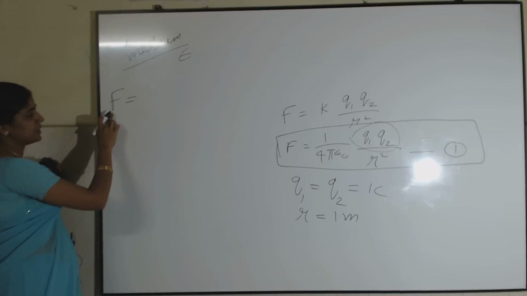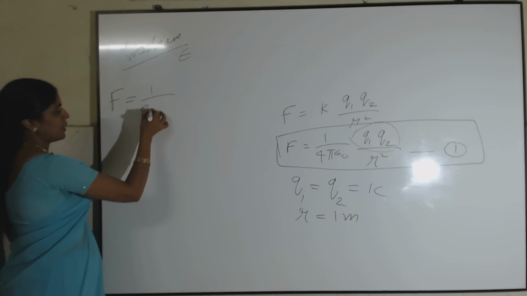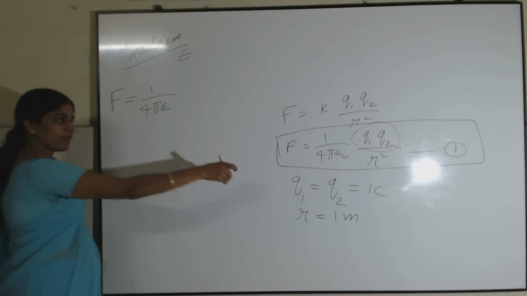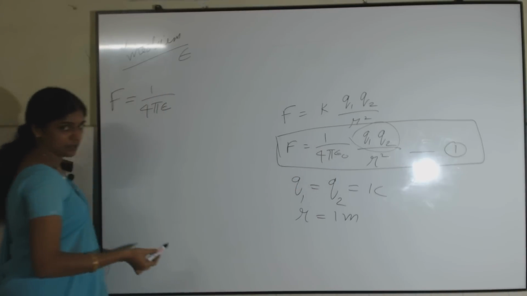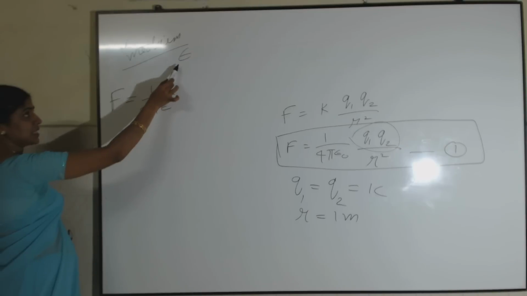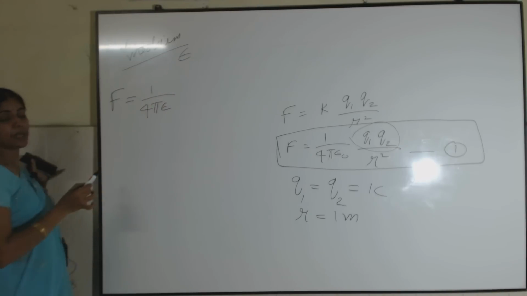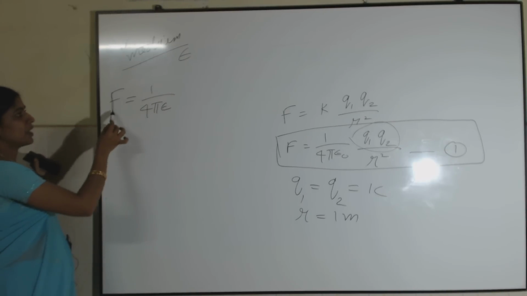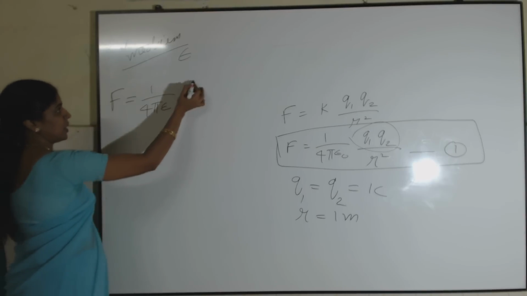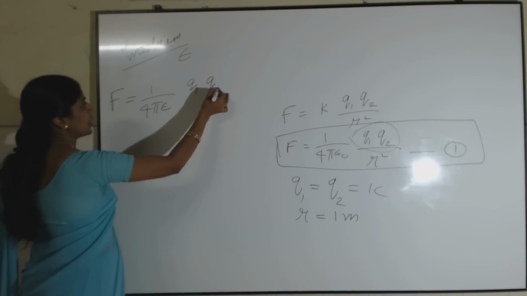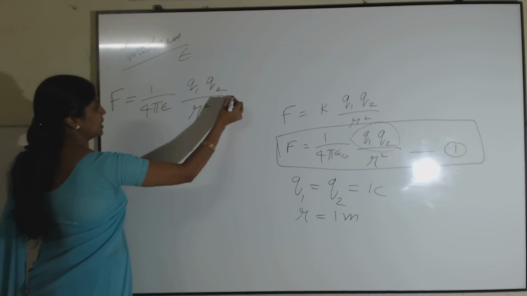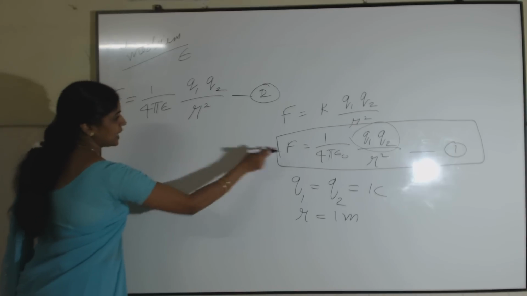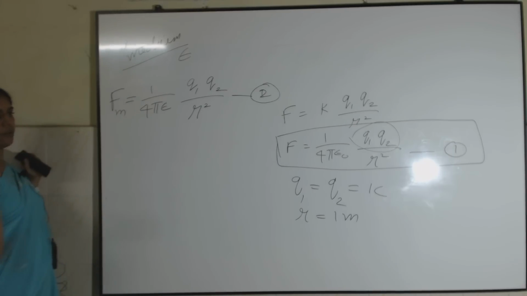Coulomb's force F is F equal to 1 by 4 pi epsilon. If it is placed in air or vacuum, we have to put epsilon naught. But here the charges are in a medium of permittivity epsilon. So what happens to this formula? F equal to 1 by 4 pi epsilon, Q1 Q2 by R square. Let this be equation 2. So this is for air or vacuum, and this is for any medium, Fm.